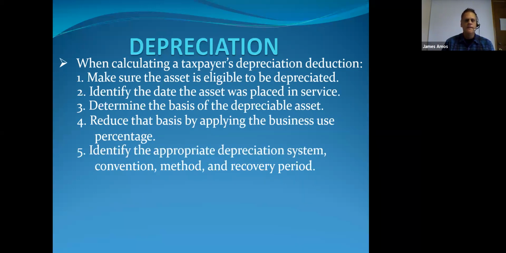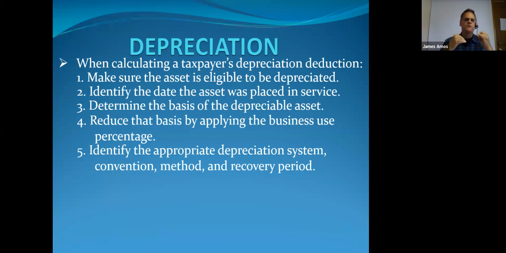Then this is where you've got to identify which depreciation system you are using. Are you using straight line? Are you using 200% declining balance or 150% declining balance? Which system are you using? Which convention are you using? Are you required to use the mid-month convention?